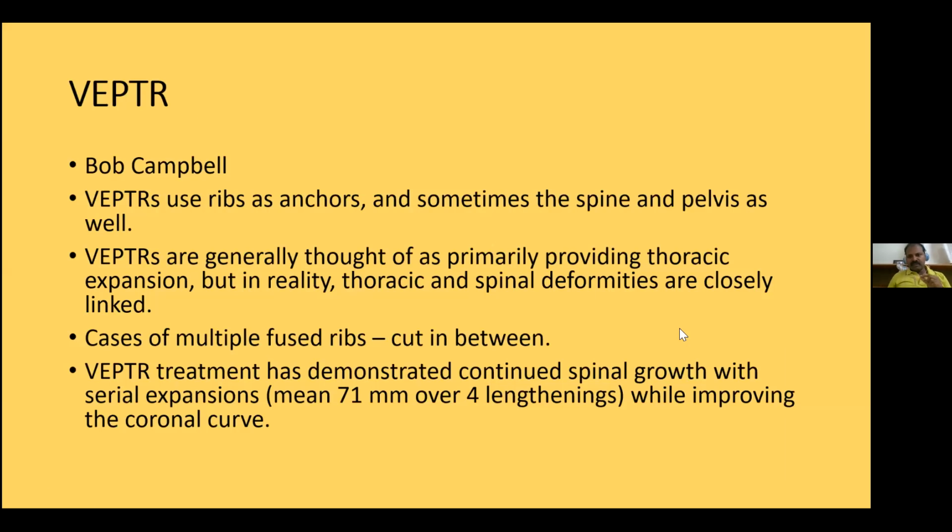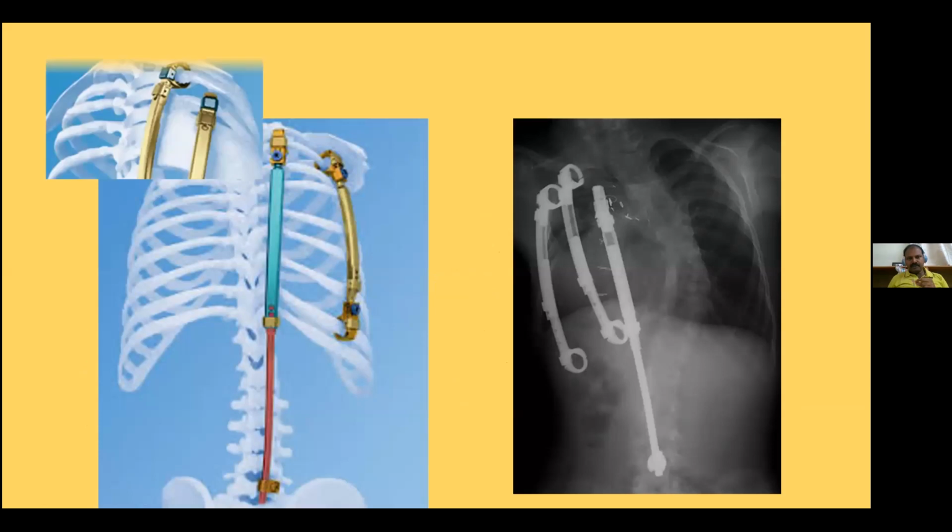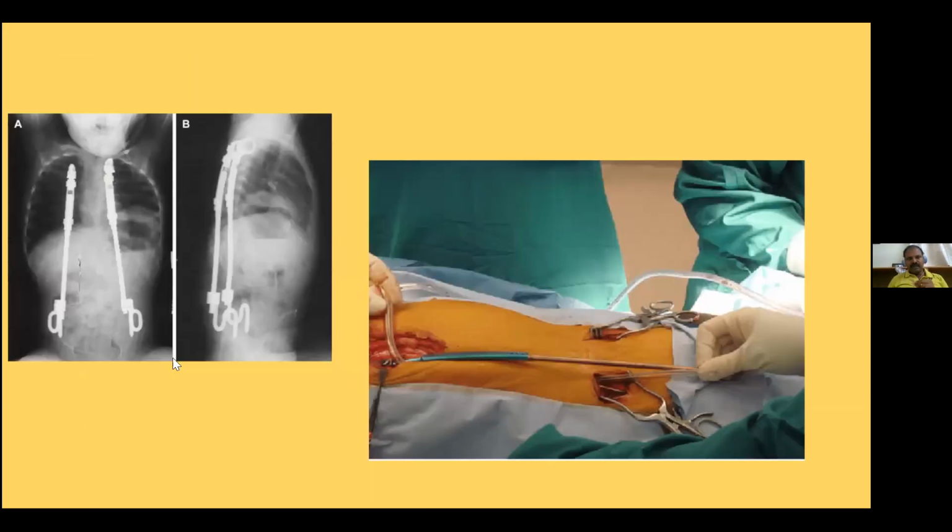So this is one such example I wanted to show you. So that's how a vector looks like. Suppose it's a very small child and you can't even hold it on the spine, then you distract it against the iliac crest. There's a hook which goes into the crest, and then you can tunnel the whole device down and fix it there.